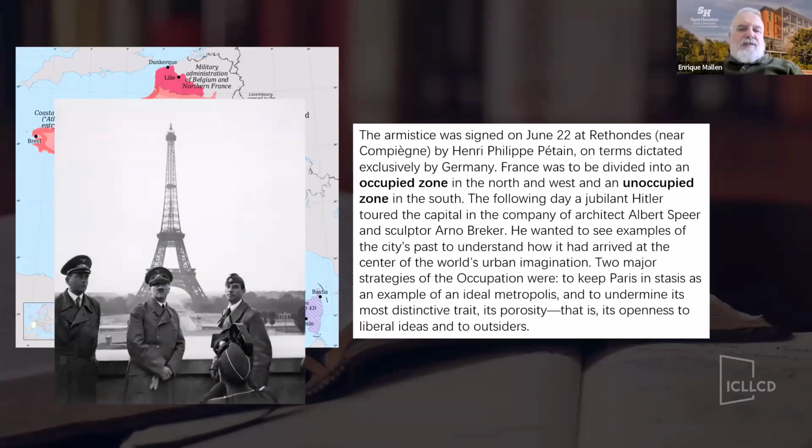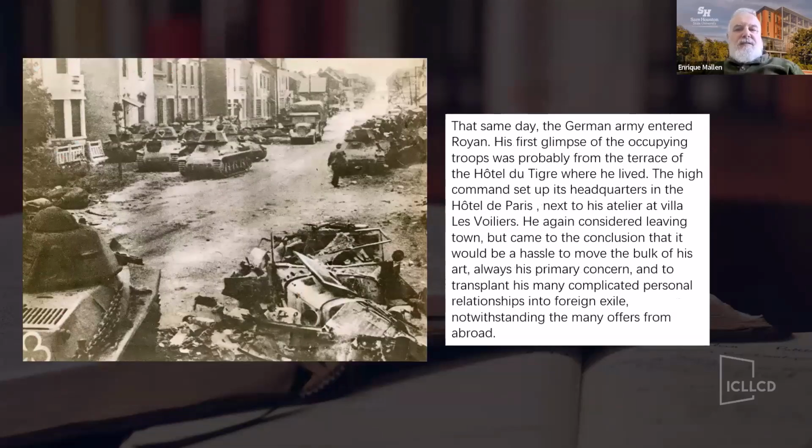He wanted to see examples of the city's past to understand how he had arrived at the center of the world's urban imagination. Two major strategies of the occupation were to keep Paris in stasis as an example of an ideal metropolis and to undermine its most distinctive trait, its porosity, that is, its openness to liberal ideas and to outsiders. That same day, the German army entered Royan.